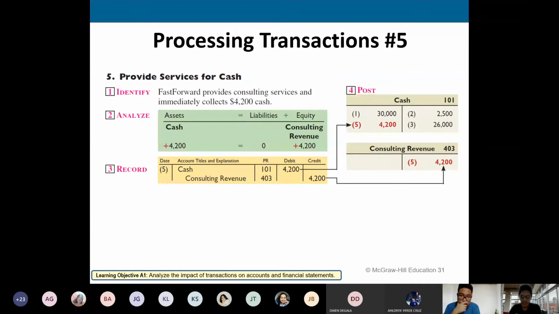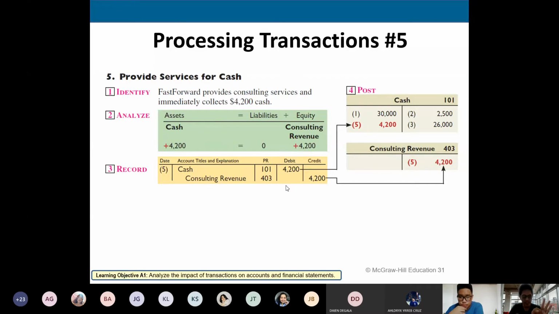There are two, or three general items, or transactions that affect the owner's capital. Una, pag nag-invest ka. Pangalawa, pag nag-drawing ka or nag-withdraw ka. Ang pangatlo, pag i-close mo yung income and expense summary account mo. Those are the three general transactions that affect the owner's capital account. Other than those, other equity accounts na yun.